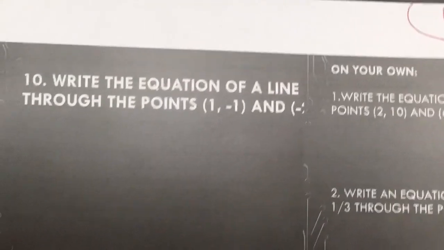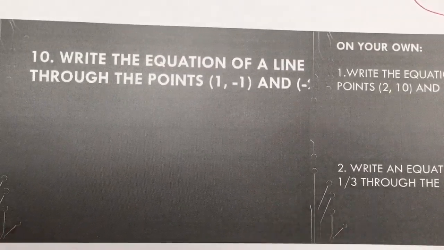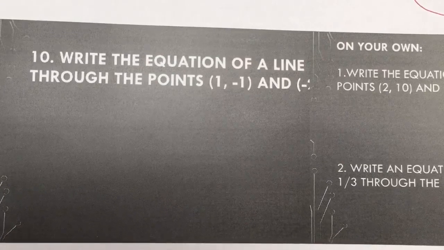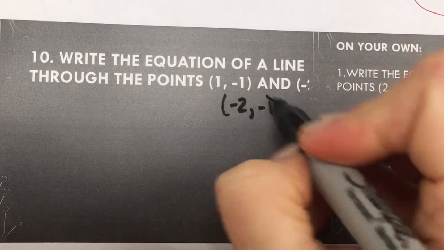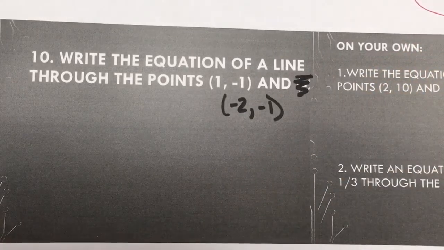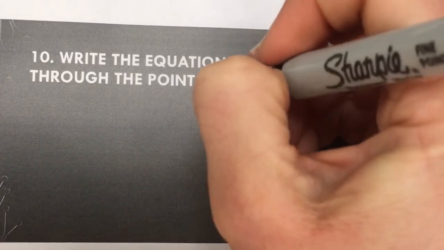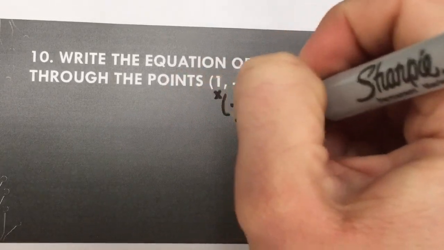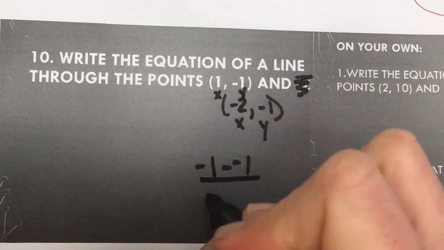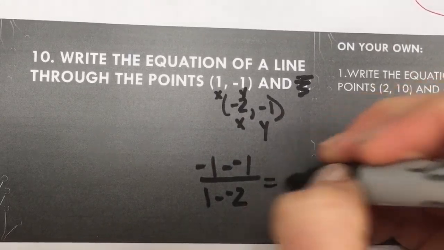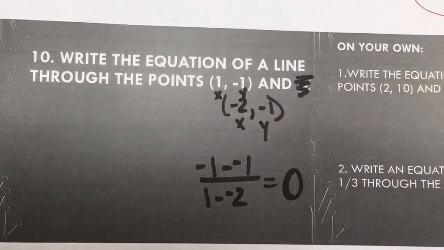All right, last one. Number 10, write the equation of a line through the points (1, -1). And sorry that it's cut off, (-2, -1). Sorry about that. All right, so I'm going to do y minus y over x minus x, so -1 minus -1 over 1 minus -2. And that gives me a slope of 0.